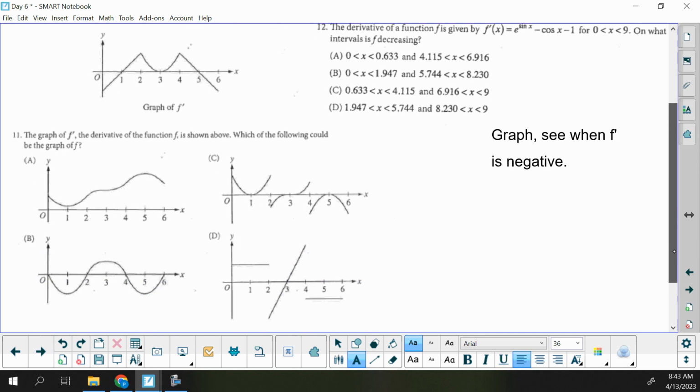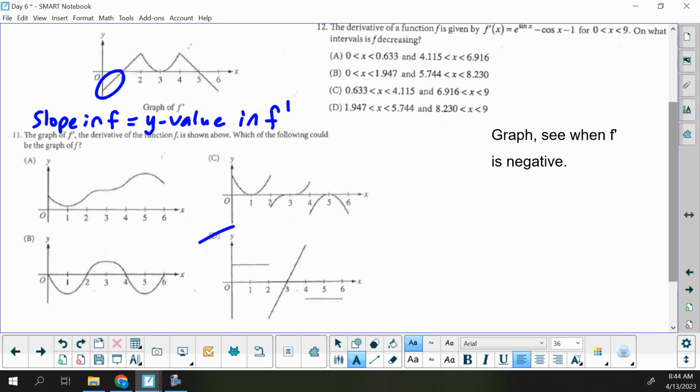All right, our graph given to us is f prime. All of these choices are f's. The key phrase to remember is slope in f equals y value in f prime. So our y values from 0 to 1 in f prime are negative. So we're looking for something that has negative slopes from 0 to 1. Choice A has negative slopes from 0 to 1. Choice B has negative slopes from 0 to 1. Choice C has negative slopes from 0 to 1. Choice D does not have a negative slope from 0 to 1.